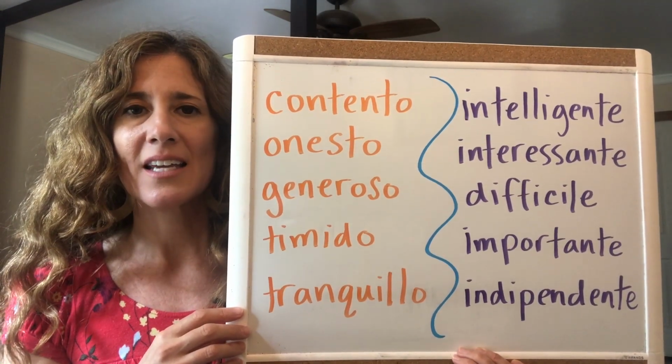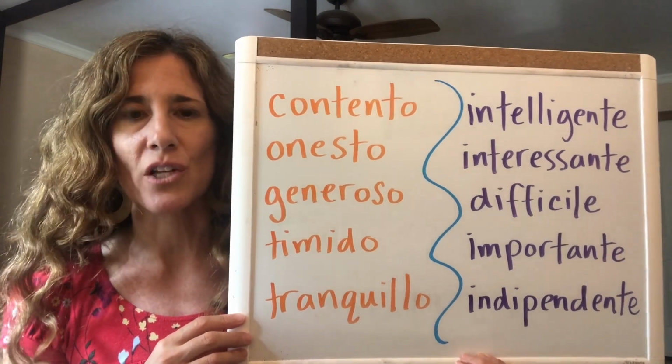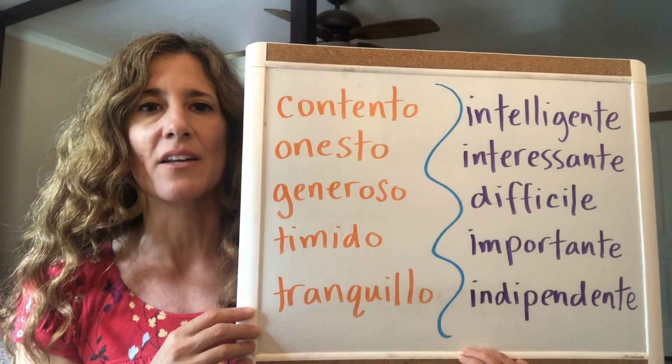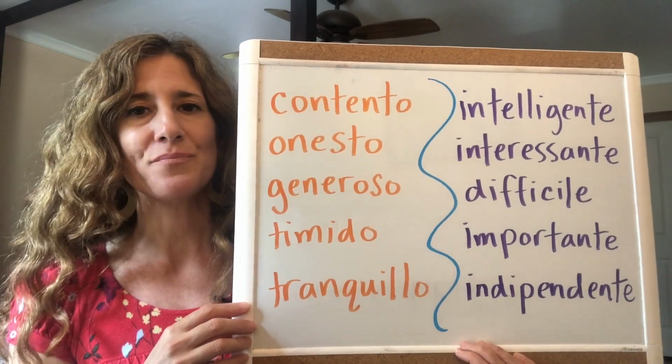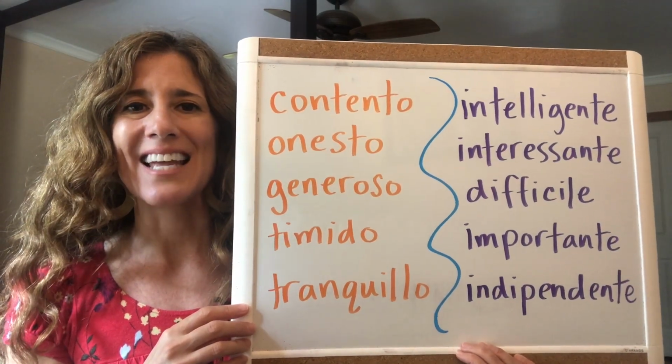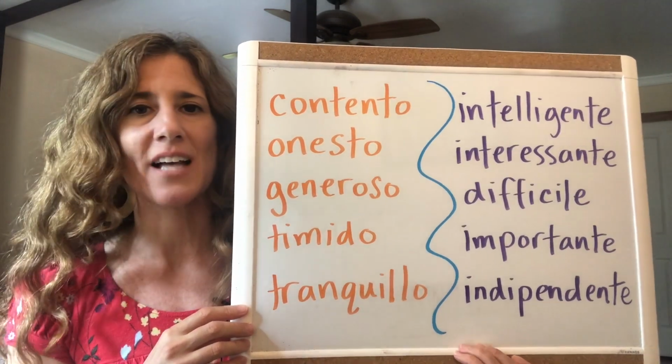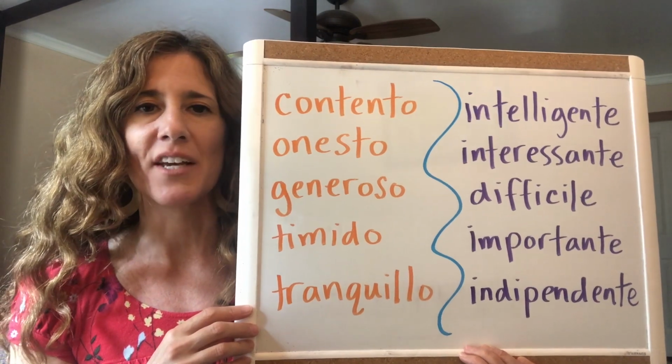Importante. Importante, that one looks a lot more like the English word important, just adding an E in Italian. And the last one, indipendente. Indipendente, same thing, just add an E and you have the English word.